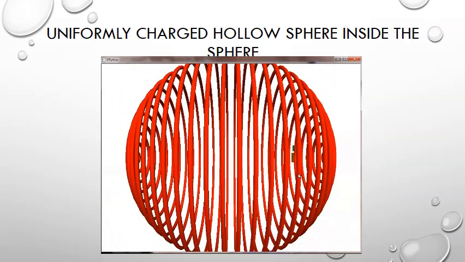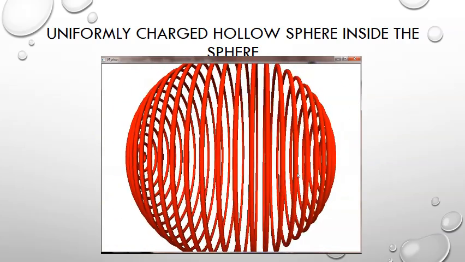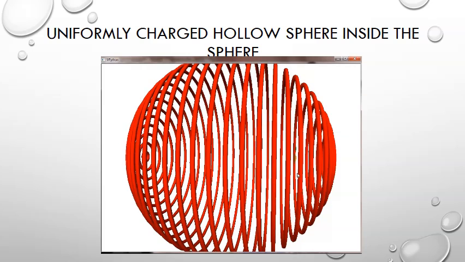And as you can see now, the green arrow is practically non-existent. Or I should say the gold arrow is practically non-existent. It doesn't exist. If you look in there, it is almost gone. It's basically as small as the computer will allow it to get. And that is why the electric field inside a uniformly charged hollow sphere is always 0.